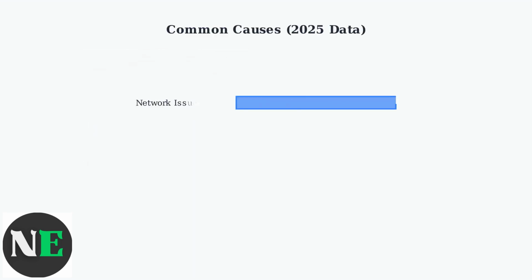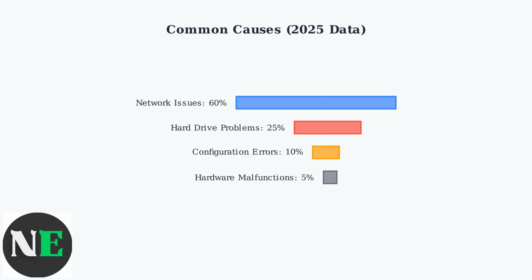Based on 2025 data, network connectivity issues cause 60% of flashing blue light problems. Hard drive issues account for 25%, while configuration errors and hardware problems make up the remaining 15%.